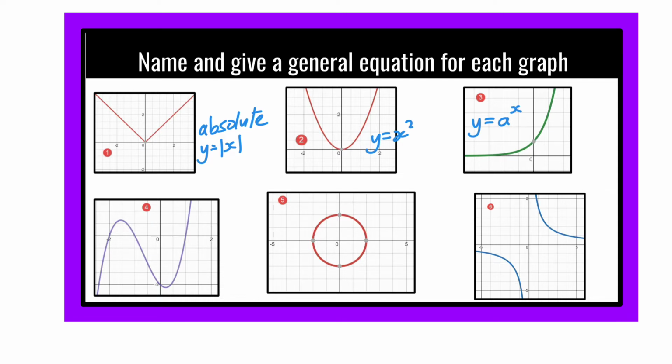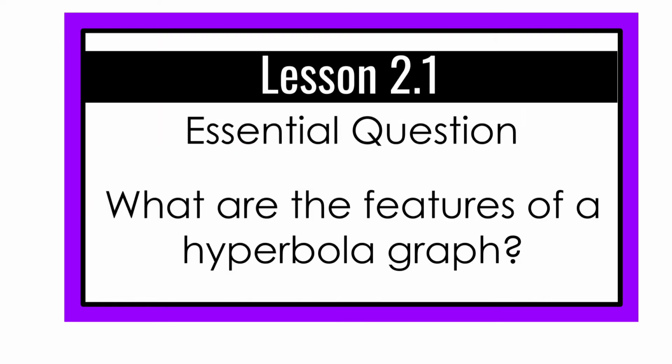Number four, this is a cubic, y equals x cubed, to the power of 3, or you could have 3 in brackets. Number five is a circle, you don't need to worry about that, x squared plus y squared equals your radius squared. And the last one is the hyperbola graph, which we're looking at now. Its general equation is y equals some constant, we can give it any letter of the alphabet, over x. So let's talk about that one.